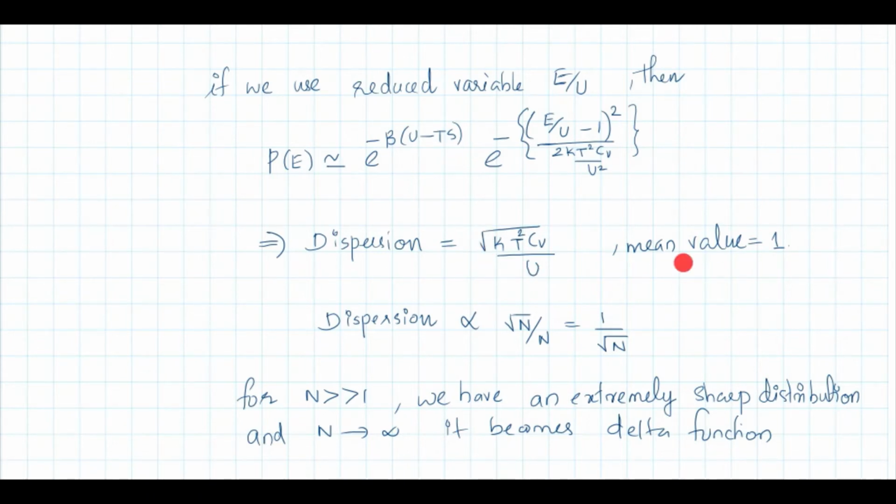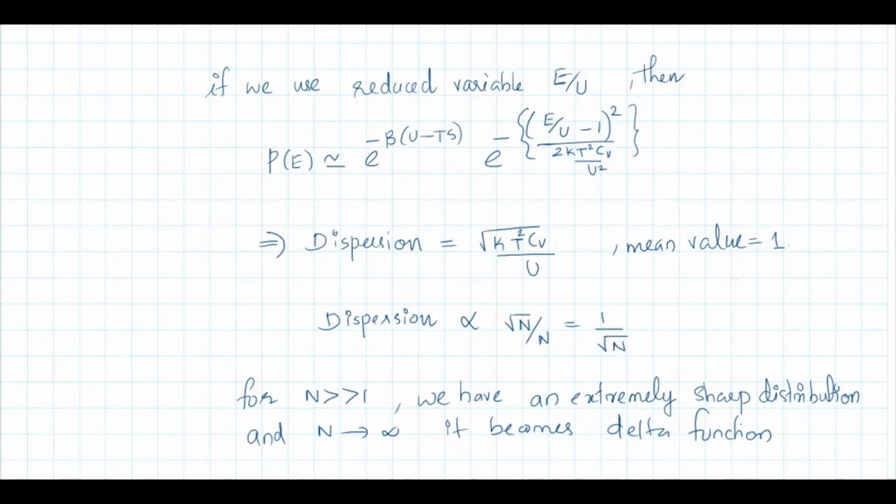This dispersion is also known as standard deviation. Here the mean value is 1. This graph will be centered around 1. So we can say that dispersion is proportional to square root of Cv. Cv is an extensive quantity. It is proportional to n. So it is square root n in the numerator. Average energy U is also an extensive quantity. So it is also proportional to n. So it is root n divided by n, and that I can write as 1 by root n.